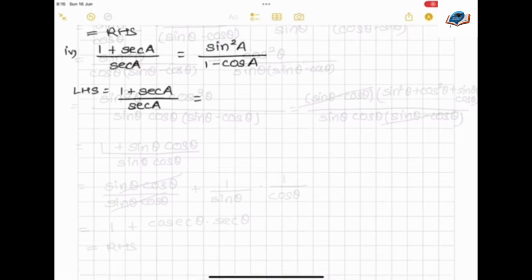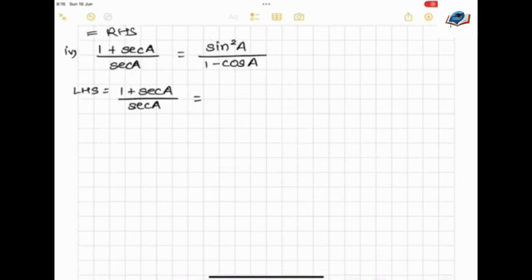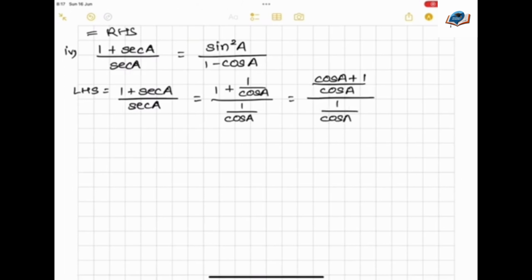Now next is 1 plus sec A upon sec A equal to, I have to prove. So LHS I am taking and solving it into sine and cos. So 1 plus 1 upon cos, whole upon 1 upon cos A. So LCM: cos A plus 1 upon cos A, upon 1 upon cos A. So now multiplying with the inverse.